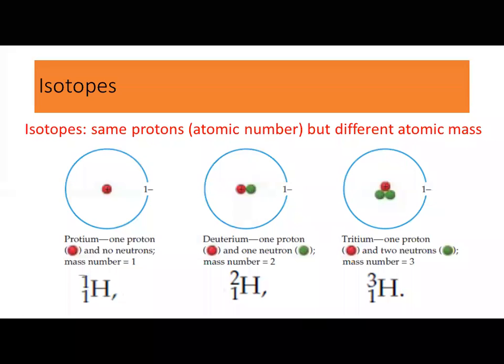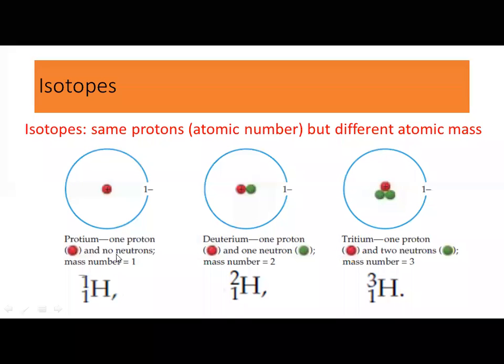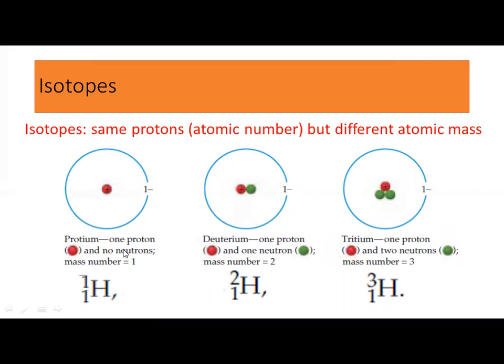That means the atomic number in these three hydrogens is the same, which is 1. Now you want to calculate the number of neutrons. The number of neutrons is 1 minus 1, which equals 0, so the first one does not have any neutron. There is only a hydrogen atom, the first atomic number, with only 1 proton and 1 electron. There are no neutrons.